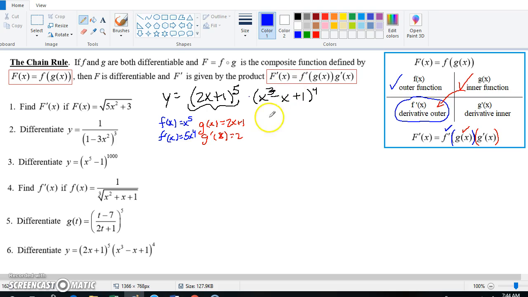Then we have another function. Outer function is x to the 4th. Inner function is x cubed minus x plus 1. So derivative of inner is 3x squared minus 1. Derivative of outer is 4x cubed. Okay, I'm probably going to run out of time here, but we're going to try our best.